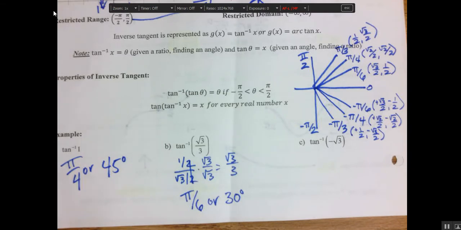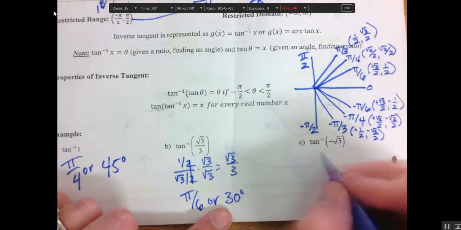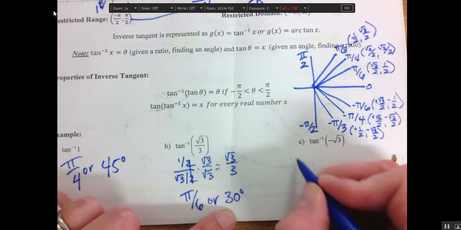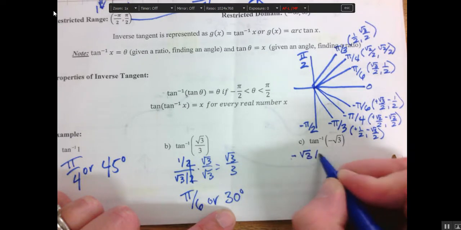Okay, raise your hand if you have C. Who has C? I see 1 hand. 2 hands, 3 hands. Emily, what'd you write? Negative pi over 3 or negative 60 degrees. Okay, did you divide it to make sure? Yes. Or did you just know? Well, I kind of just knew that I divided.